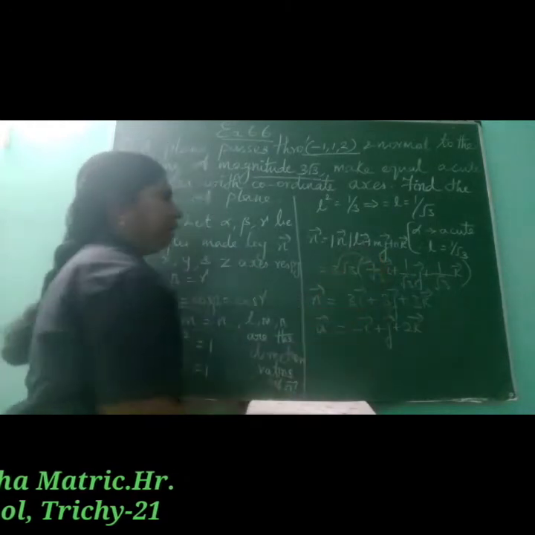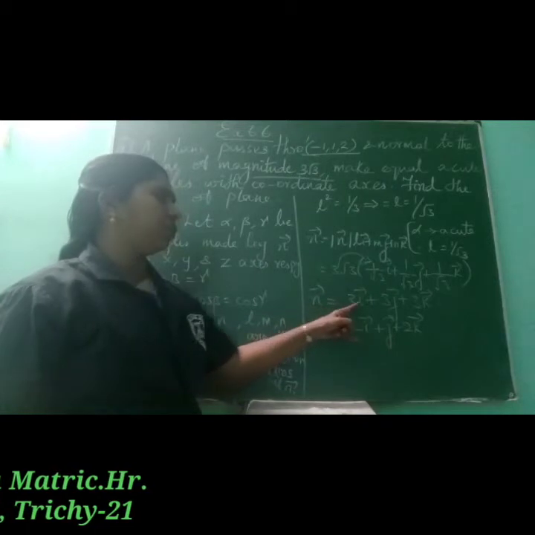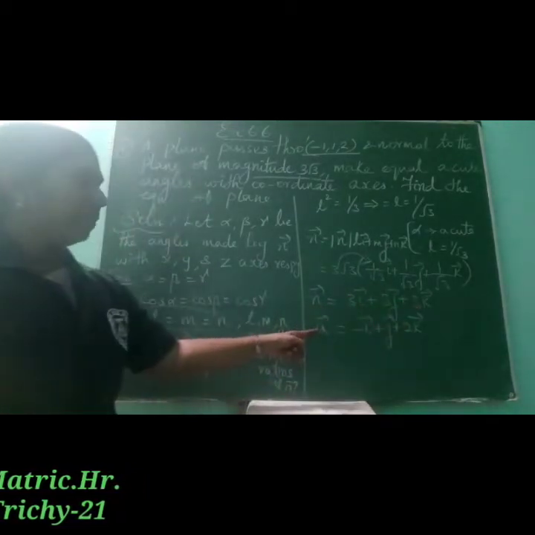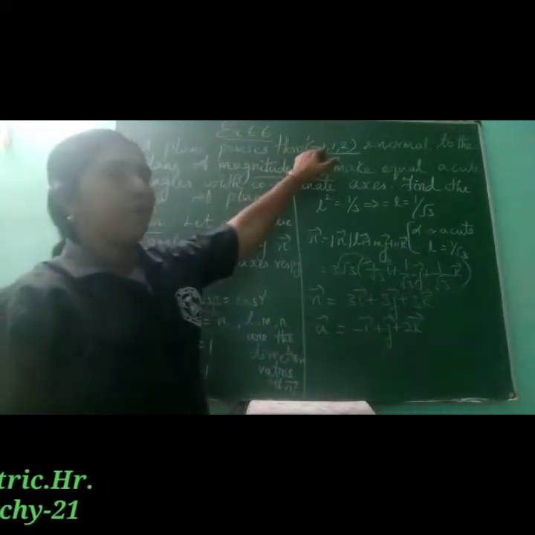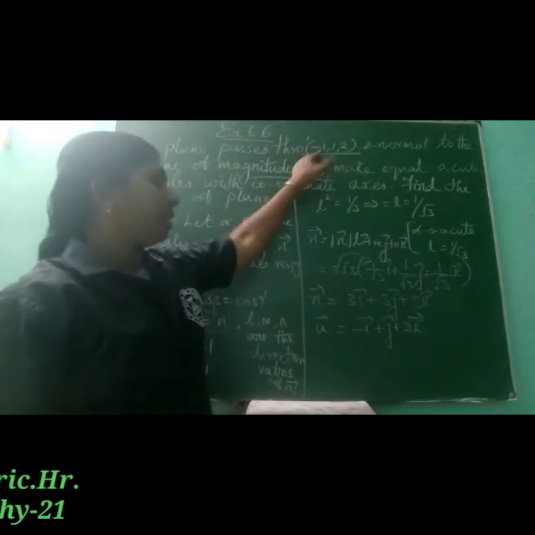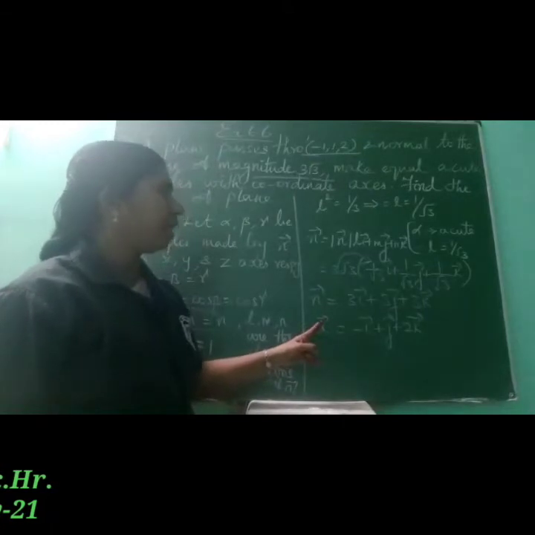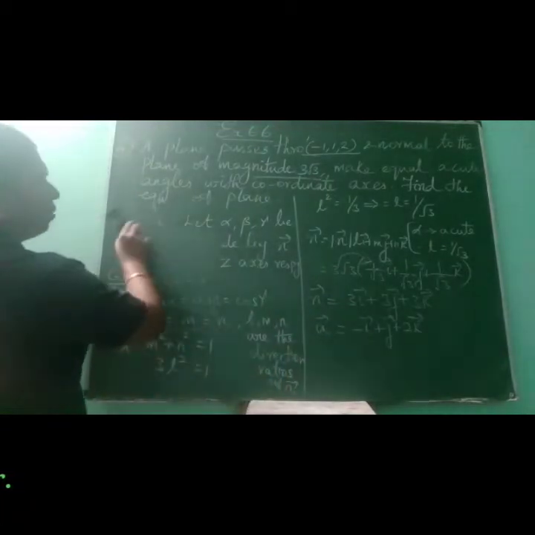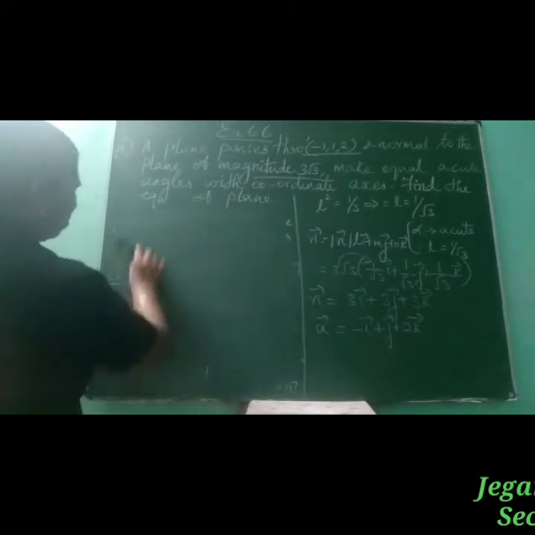If you are multiplying with 3 root 3, we get n vector equal to 3i plus 3j plus 3k. And a vector: since it is given, the given plane passes through a point, which means a vector equal to minus i plus j plus 2k. So one point and the normal vector n are given. With these two values, now we have to find the vector equation and Cartesian equation of the plane.